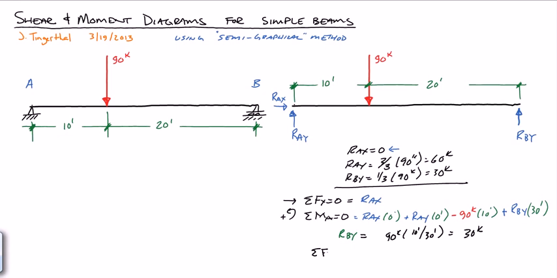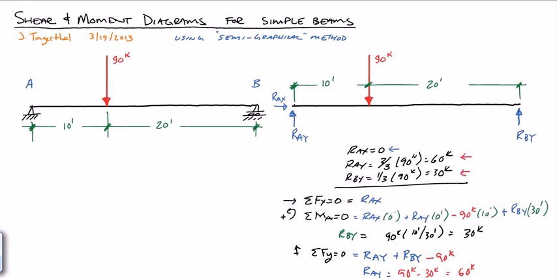Finally, we can take our sum of the forces in the y direction equal to 0, and we'll call up positive. In this case, we get RAY and RBY, both of them positive because they're both pointing up, and we get minus 90 kips. We just found that RBY was 30 kips, so we can immediately conclude that RAY is equal to 90 kips minus 30 kips, which is equal to 60 kips, which is what we found up here. So we have our reactions.